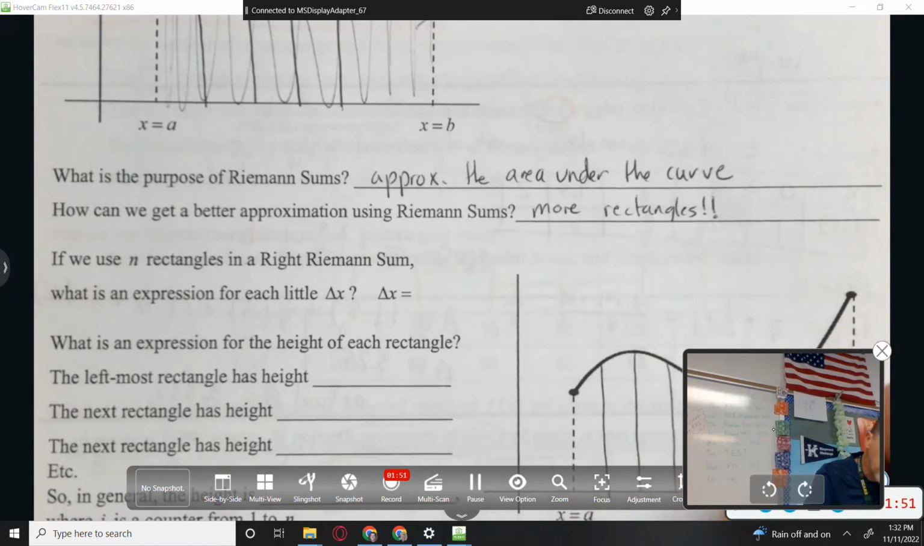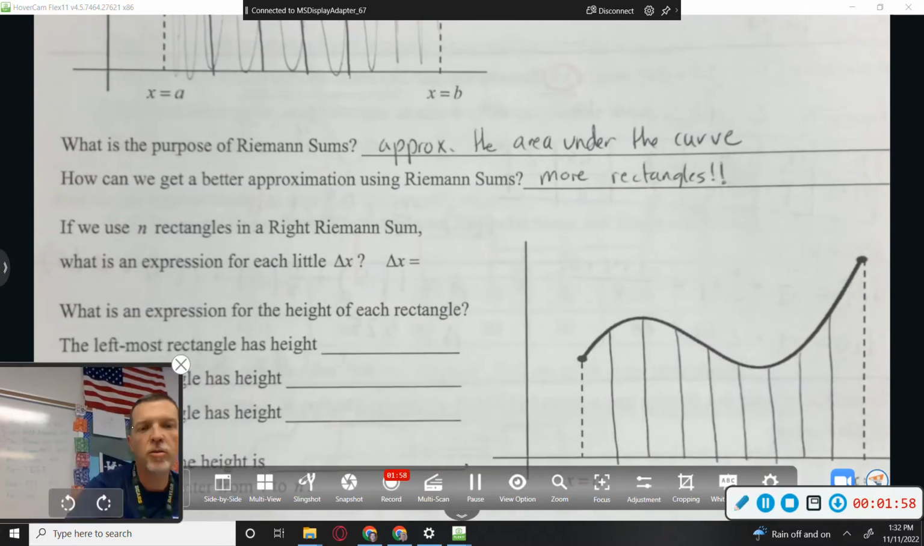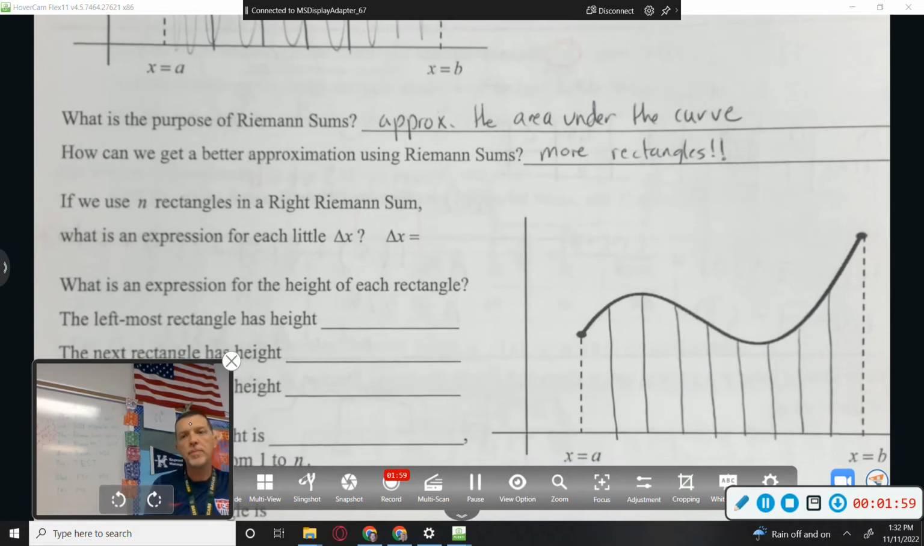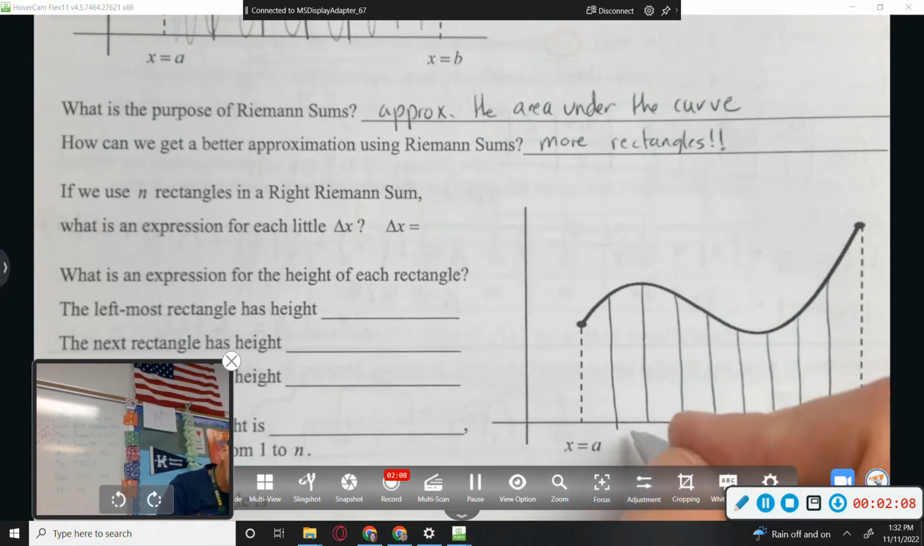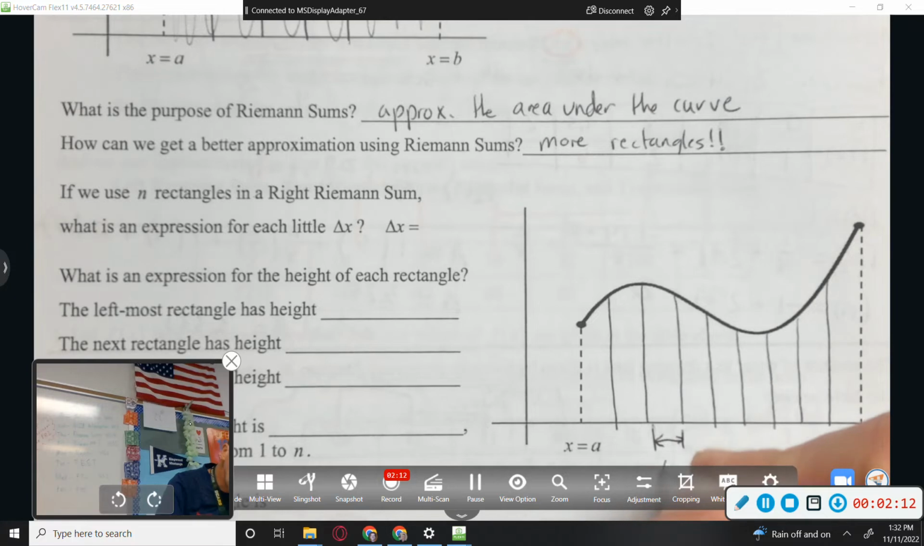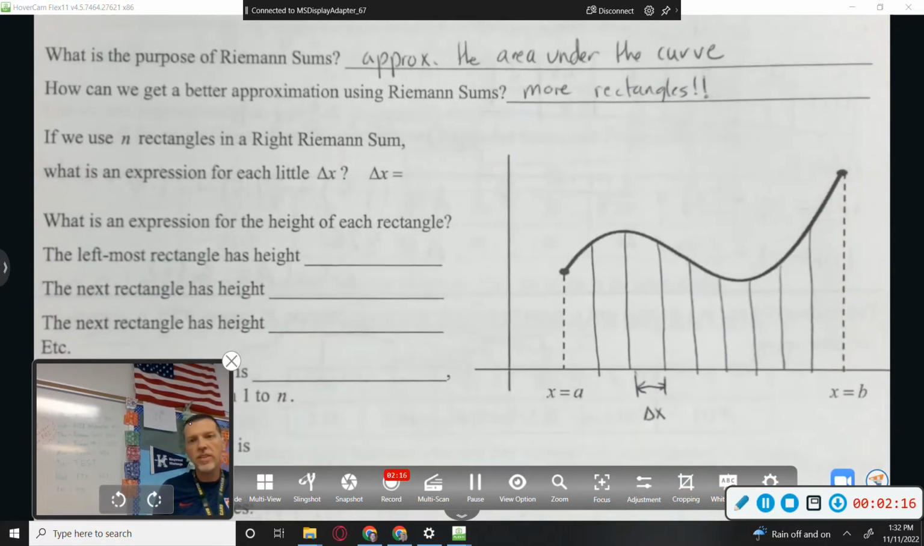Right now it doesn't really matter how many you get, so just kind of equally space them, and however many you get, that doesn't really matter. Besides, we want to eventually shove more and more in there. So each width is delta x. Each of those widths is delta x.